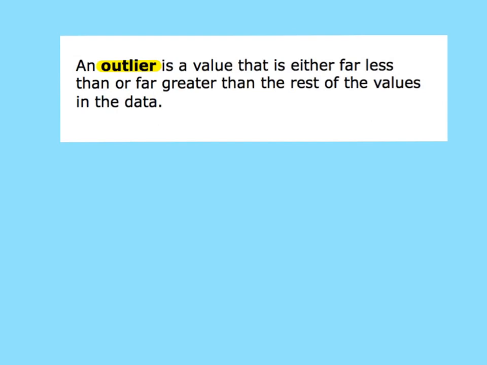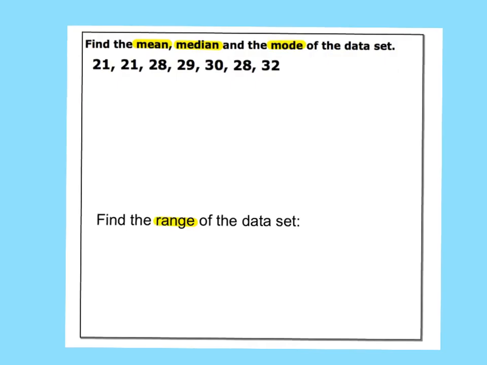An outlier is a value that is either far less than or far greater than the rest of the values in the data. Sometimes we talked about this when we were thinking about which one doesn't belong. So imagine if you generally get 90% or higher on all your math assignments, and then one time you get 60%, that would be an outlier. That's far outside what your typical grades usually are.